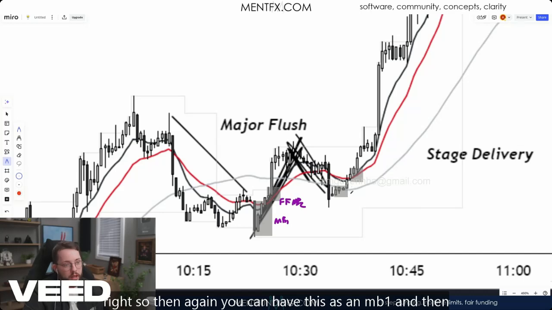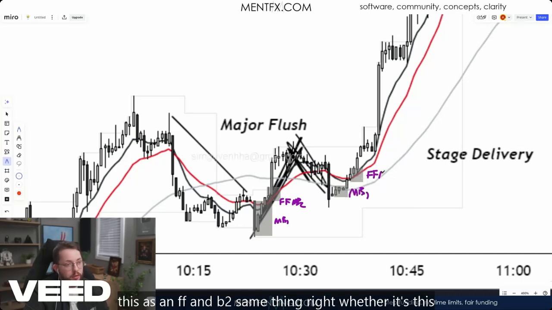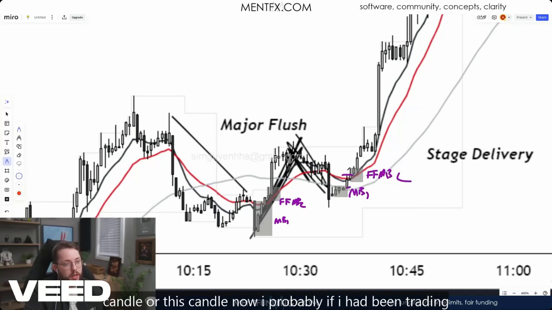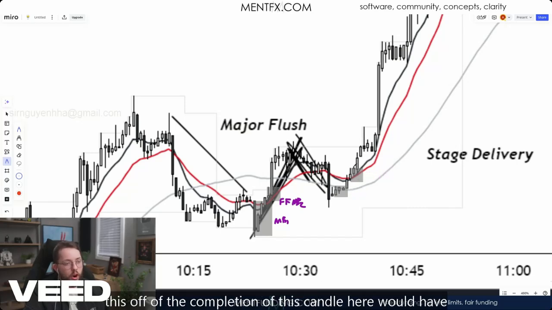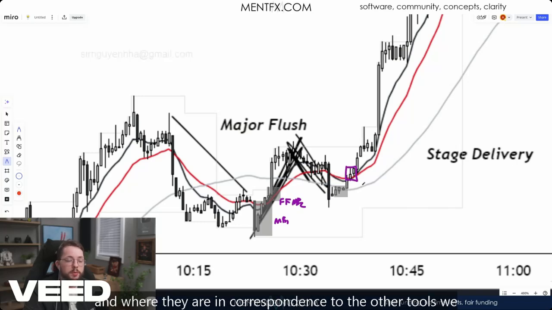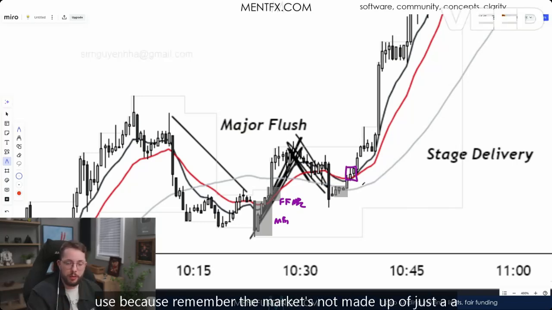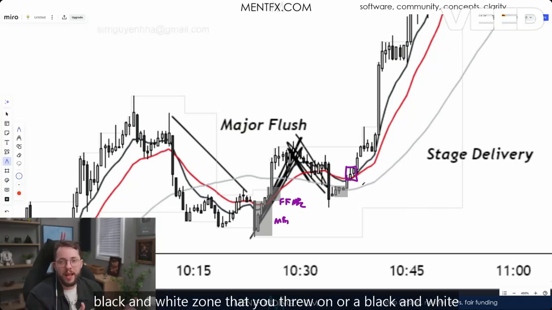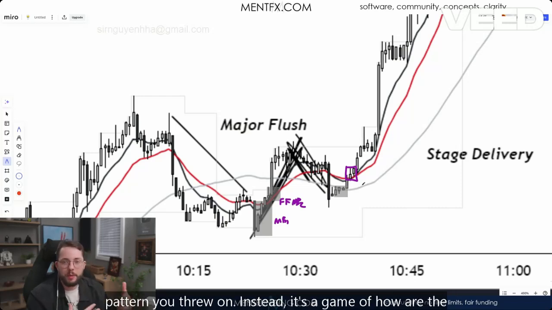However, right, so then again, you can have this as an MB1, and then this as an FFMB2. Same thing, right? Whether it's this candle or this candle. Now, if I had been trading this, off of the completion of this candle here, I would have said that due to the movement of the last 2-3 candles and where they are in correspondence to the other tools we use, because remember, the market's not made up of just a black and white zone or a black and white pattern you threw on.